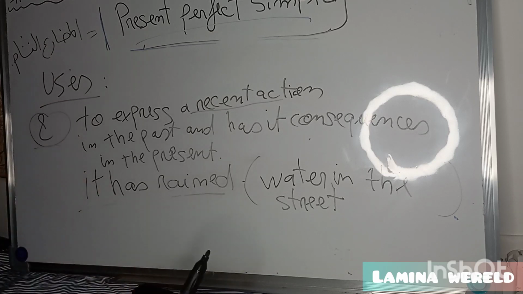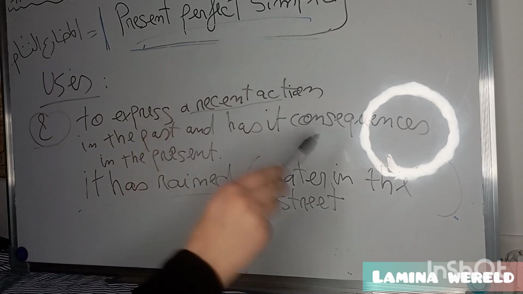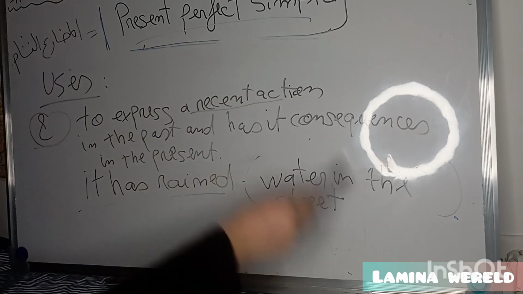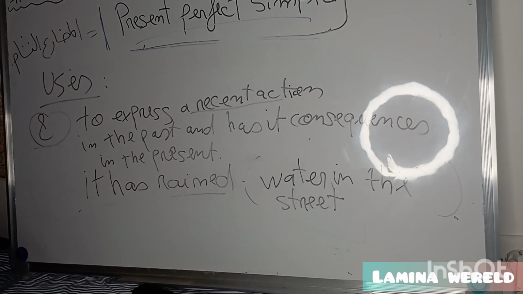So this is the consequences. So this is the proof that it has rained. How do you know that it has rained? So yes, of course it has rained. I am sure about that because the water in the streets. So this is the result. Something that's proof, okay? Give you a proof that something happened.